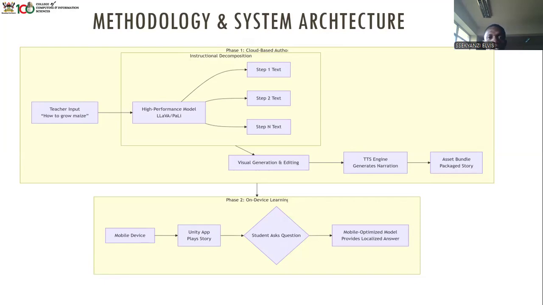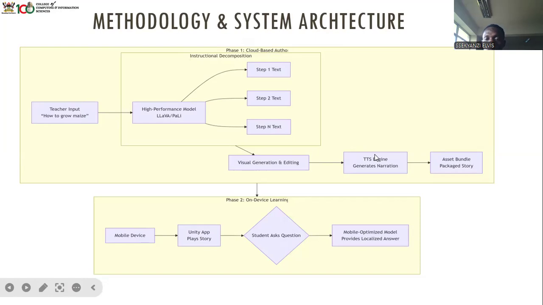Let's say how to grow maize. It will be step 1, maybe tilling land, step 2, preparing the seeds, step 3, sowing. So these models such as LLaVA, since it is a vision model, will be able to interpret this text and create images such as image 1, image 2, image 3.